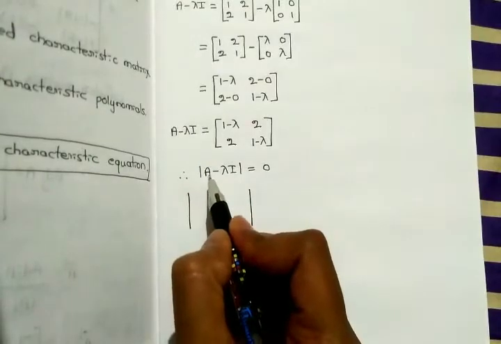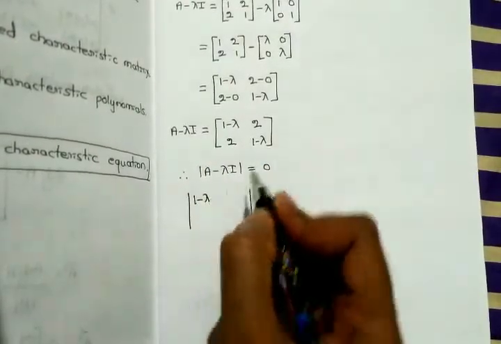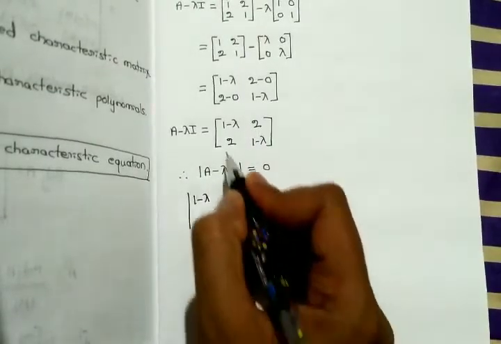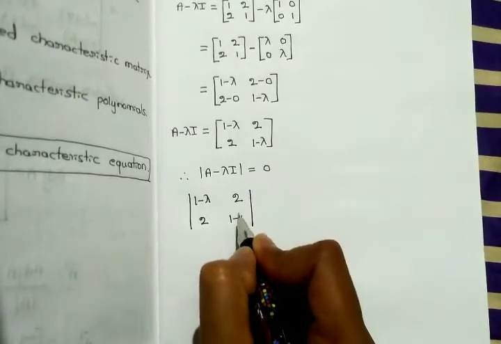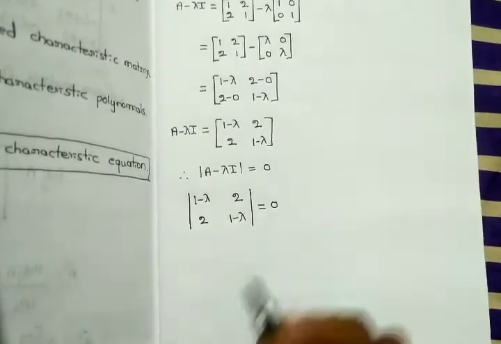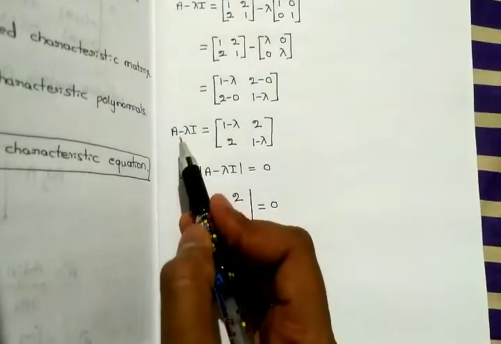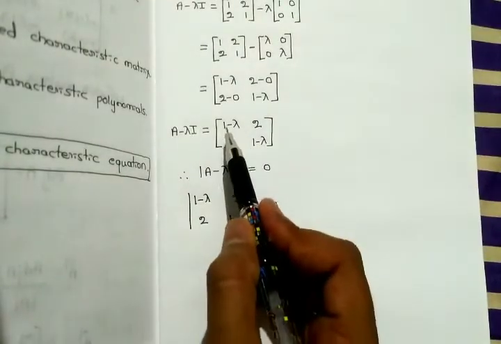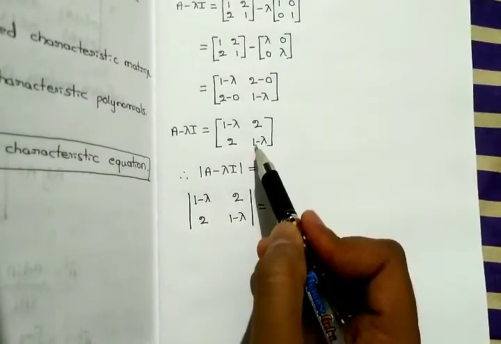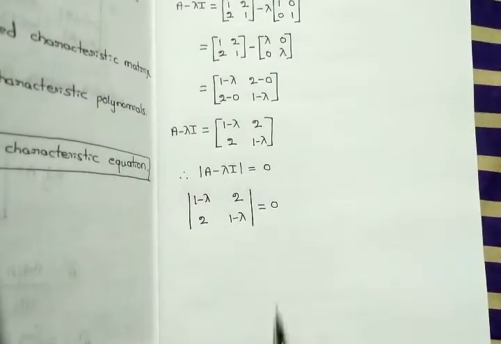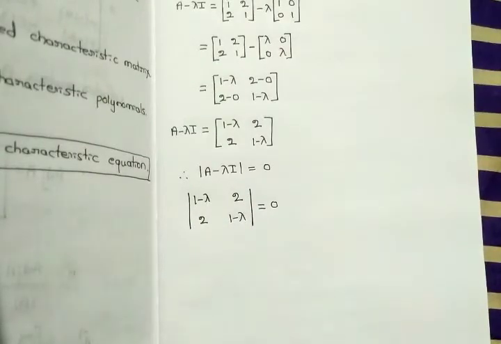So next, what is the A minus lambda I value? 1 minus lambda, 2, 2, 1 minus lambda is equal to 0. Keep the determinant symbol as it is and substitute the A minus lambda I value, that is 1 minus lambda, 2, 2 and 1 minus lambda. Here we need to apply the second order determinant rule.